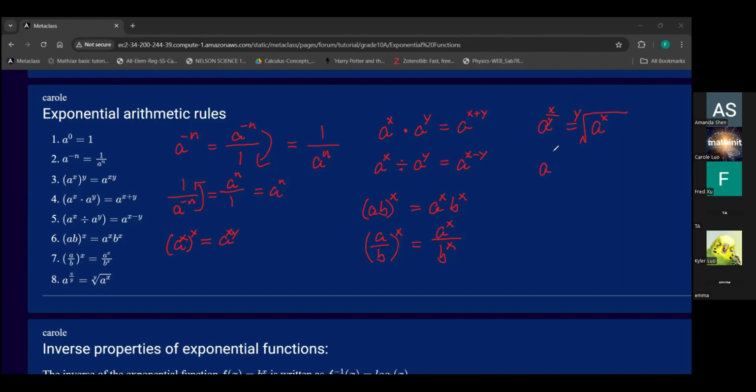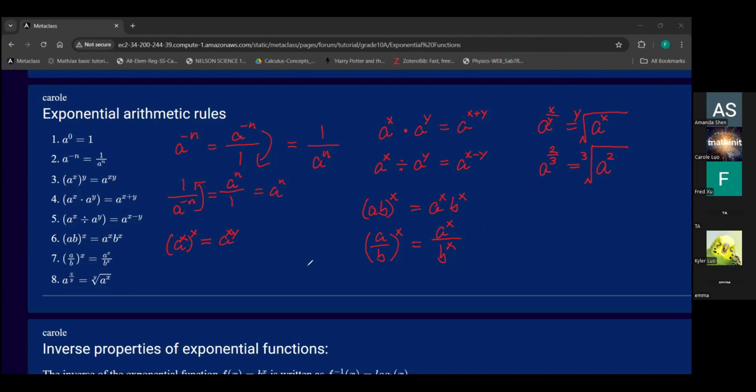So if this were a to the power of 2 over 3, you write a here, the 2 goes here, so it's a to the power of 2, and then the root sign, and then 3 here. So a to the power of 2 over 3 is equal to the cube root of a squared.